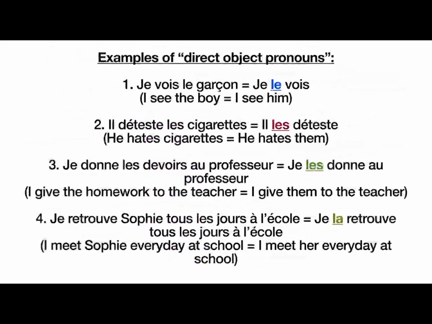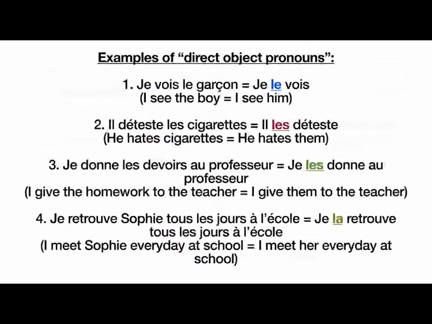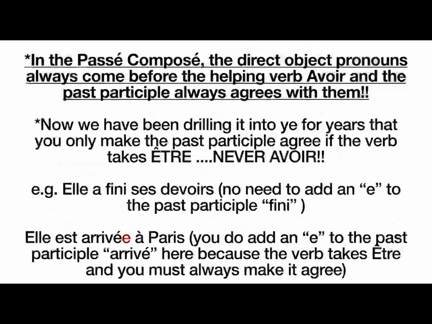I see the films every evening. Je vois les films tous les soirs. I see them every evening. Je les vois tous les soirs. Okay? Hope that's alright. Then finally, just going back to the direct object pronoun, you always place it before the verb.